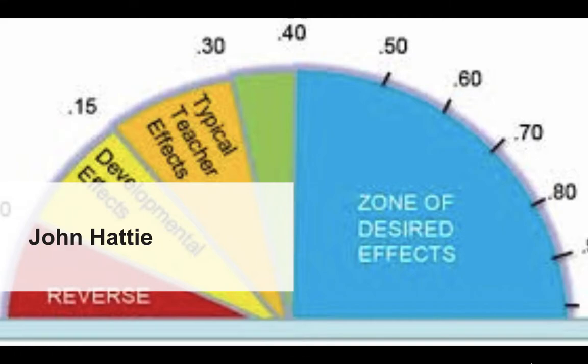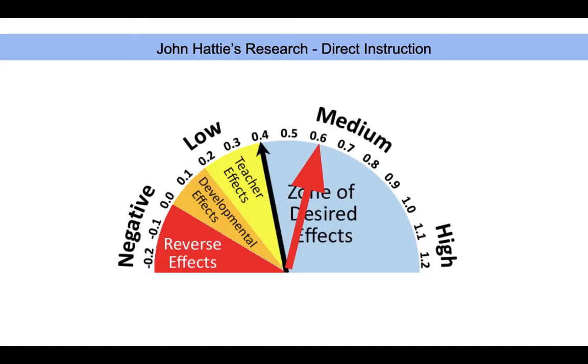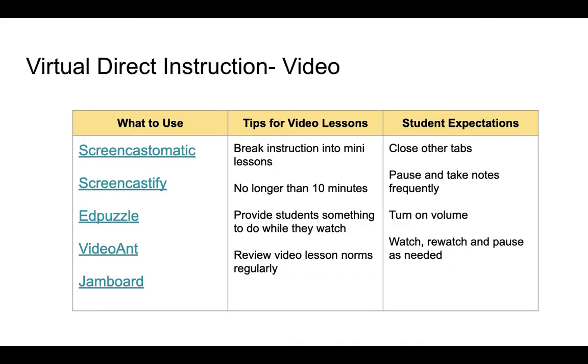So we know what works. Now we just have to figure out how to take that to virtual and remote learning. John Hattie has given us those recommendations, right? We know direct instruction falls in the zone of desired effects. So what does virtual direct instruction look like now?